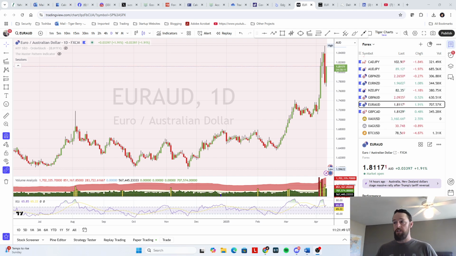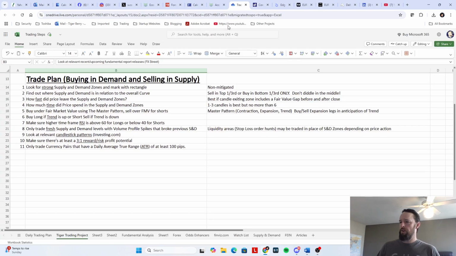Okay, so I'm just going to jump right into it real quick. If I can go over here to my trade plan, I'm just going to read through these 10 or 11 steps, and then I'm going to show you on a chart how this works. So step number one, we have to look for strong supply and demand zones and mark those with a rectangle. A supply and a demand zone is where buyers and sellers temporarily agreed upon price.